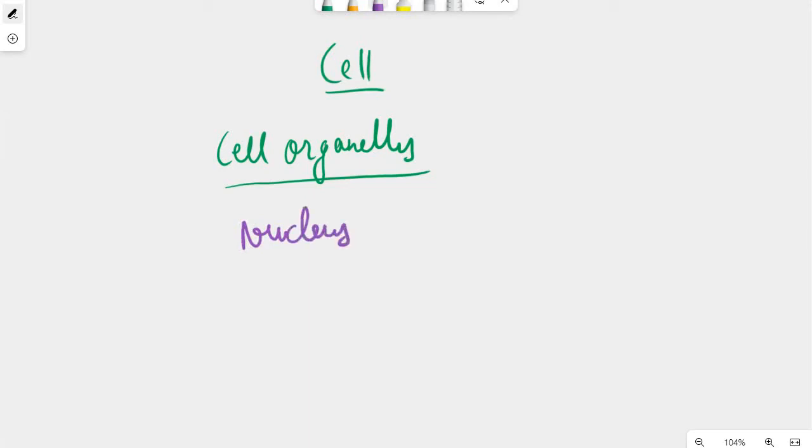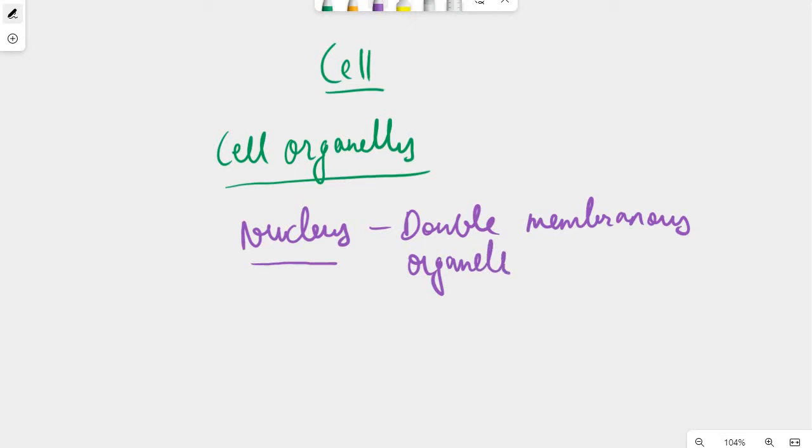So basically, nucleus in animal cells is usually present in the center or the middle of the cell, and in the plant cell it's usually present in the periphery of the cell due to the large central vacuole present. So to define nucleus, we can write it as a double membranous organelle. So it is double membranous, which means it has two membranes.